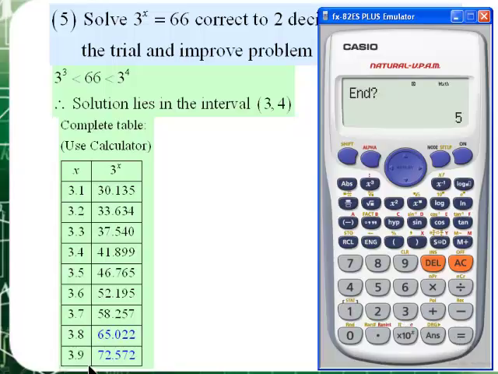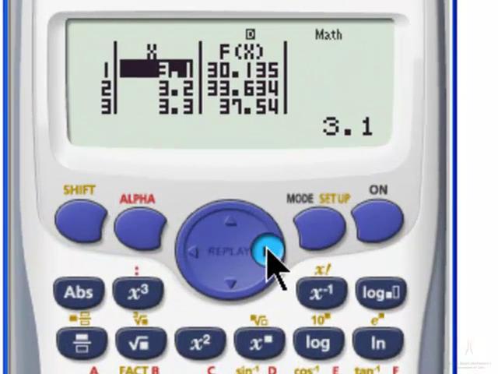Where do you want to end? We want to end at 3.9. And the third question is, what is the steps? Now we go in steps of 0.1. Once you enter this, you will immediately get the table.